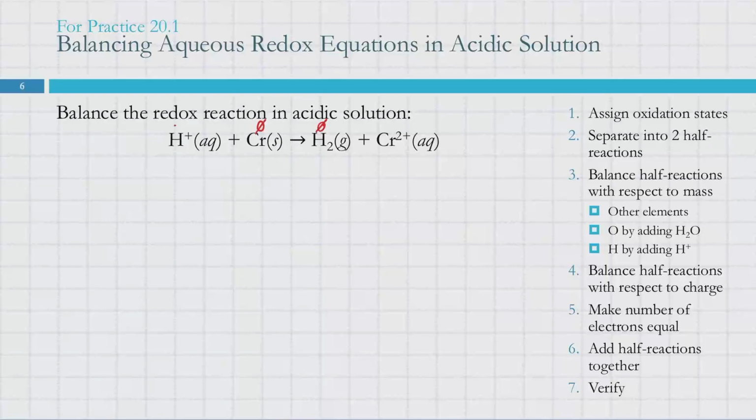And then we've got hydrogen with a 1+ charge, and so it gets an oxidation state of +1. We've got chromium with a 2+ charge, and so that gets an oxidation state of +2. We can then separate these into their half reactions. So the hydrogen goes on one of these. The H2 will go on the right. The chromium is our other half reaction. So chromium going to chromium 2+.